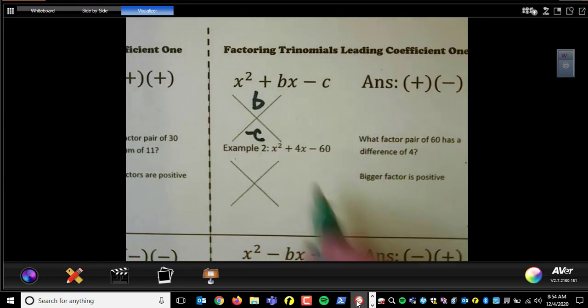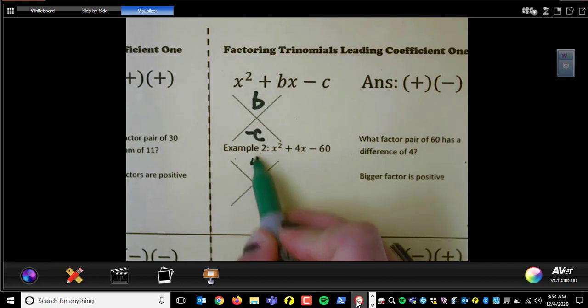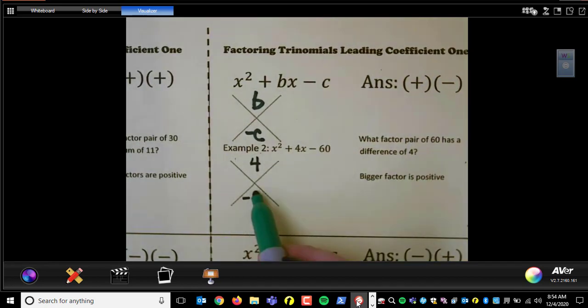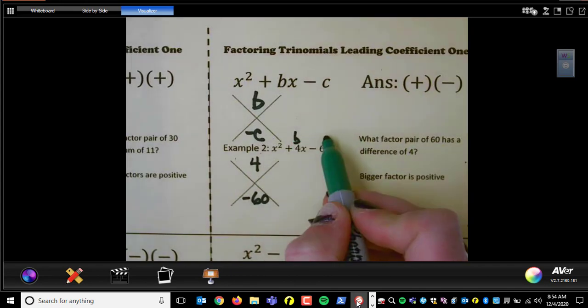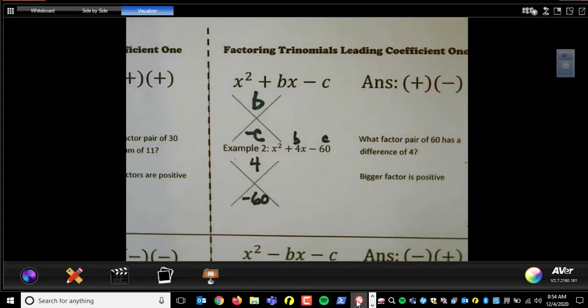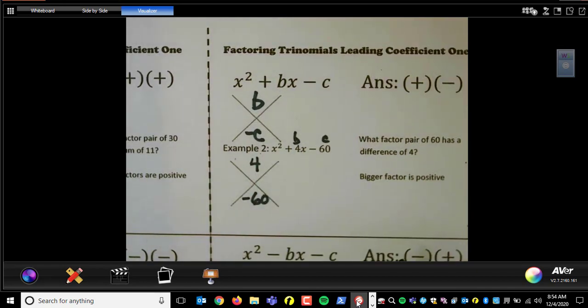Here's our trinomial. So I'll substitute in here 4, and our negative 60 goes on the bottom. And I can label that. There's your B and C. I didn't do that on the last one, but if that helps you, we just have to place those in the correct spot. So again, we're going to focus on 60 and think of the factor pairs of 60 that have a difference of 4.